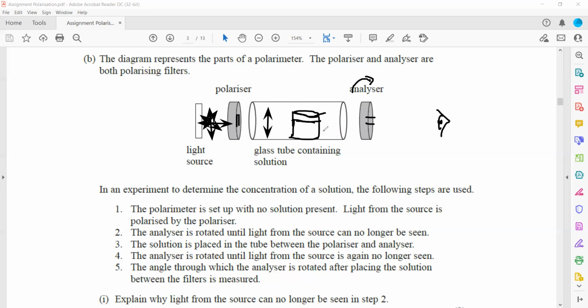So what will happen? When we place the solution, this will cause a rotation of the light. As it causes a rotation of the light, we will be able to see some light. And then again we rotate this analyzer until there is no light. No light means that the plane of the filter is perpendicular to the component of the light. The angle through which the analyzer rotates after placing the solution between the filter is measured.